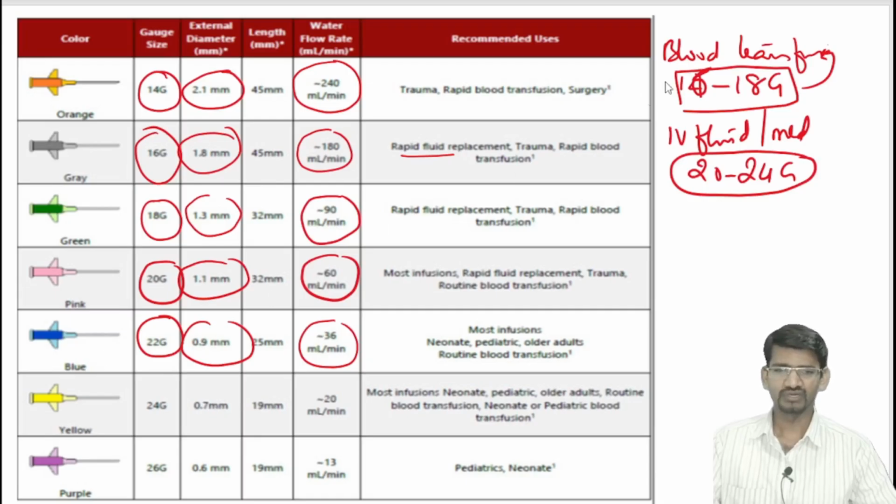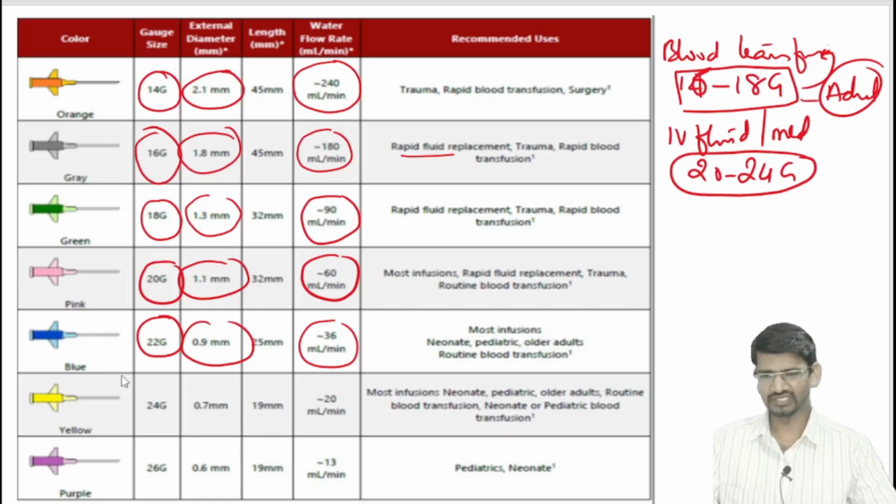So the most preferred cannula for blood transfusion, you remember, is 16 to 18 gauge in the case of adults, okay. So we cannot use this size cannula in the case of pediatrics, where we commonly use the 24 or 22 cannula for blood transfusion.